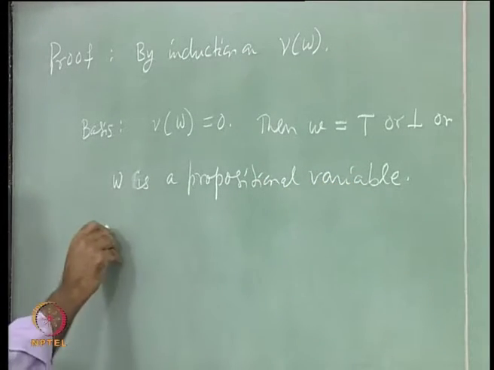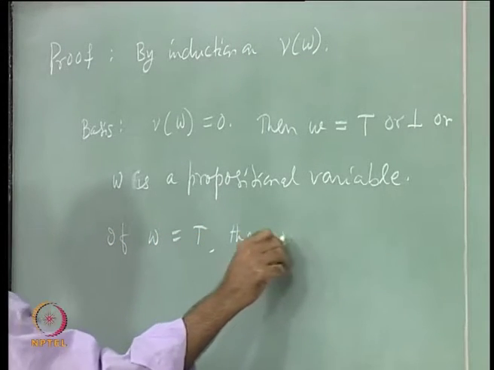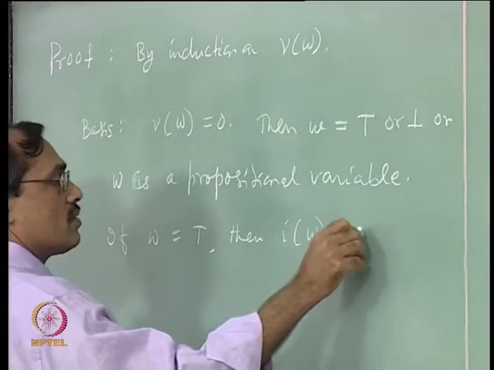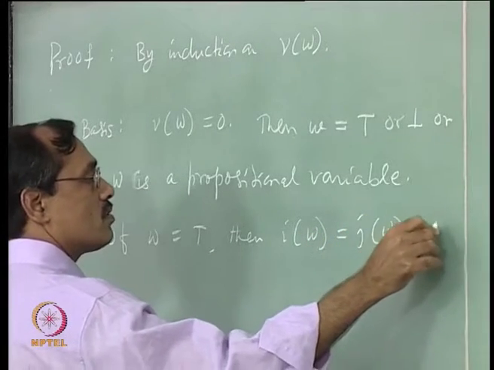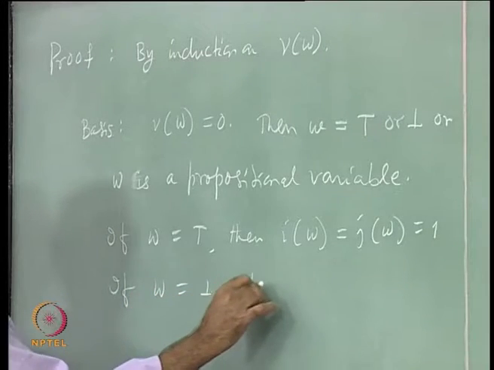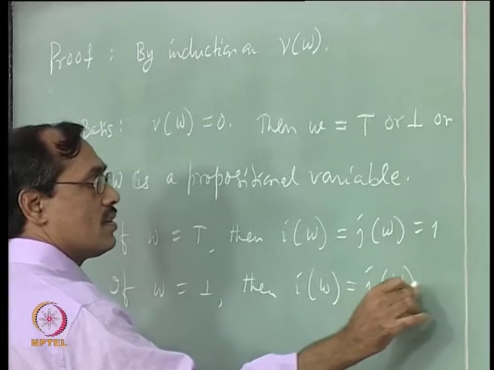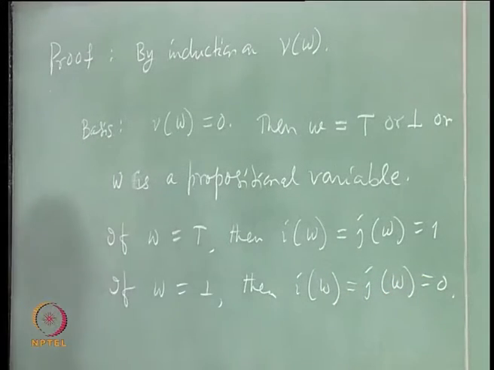Fine. If W is top, then I of W equal to j of W equal to 1. If W is bottom, then I of W equal to j of W equal to 0, fine.